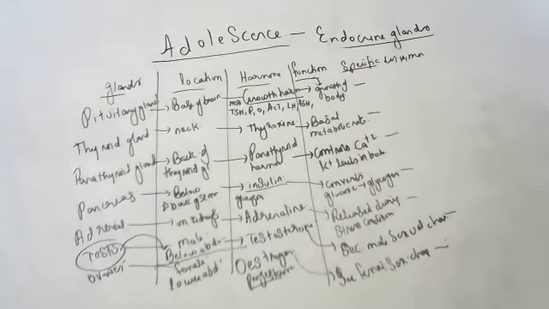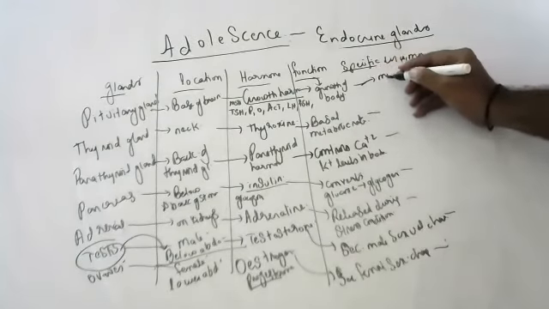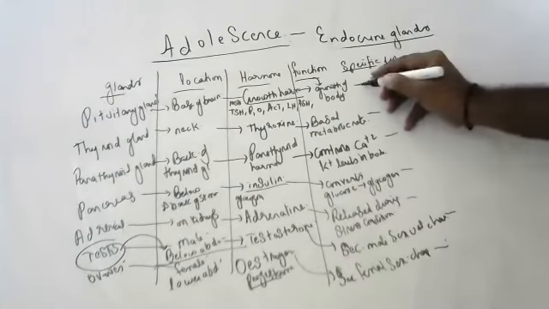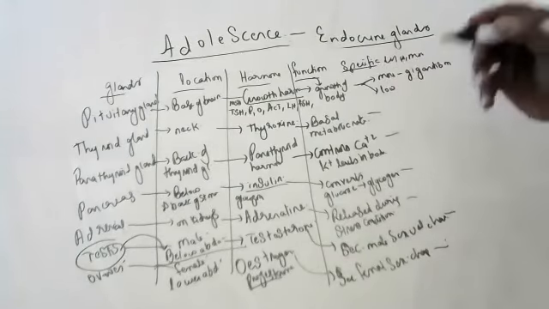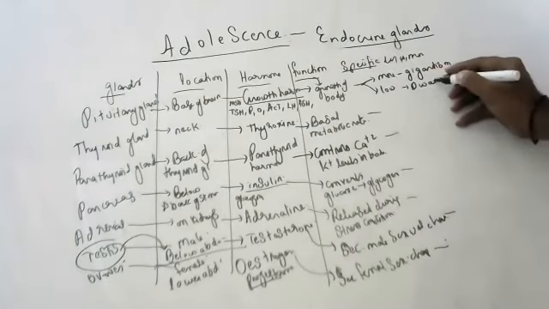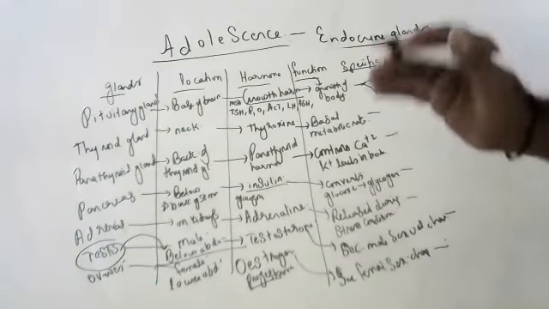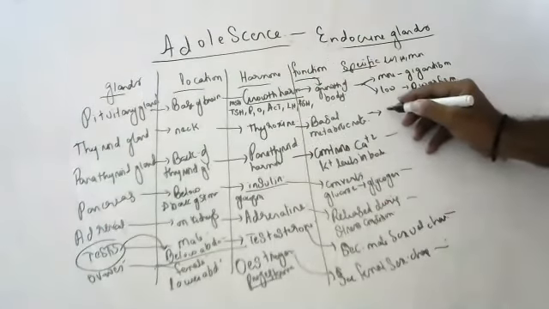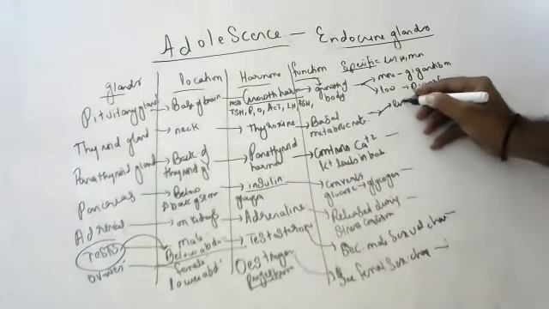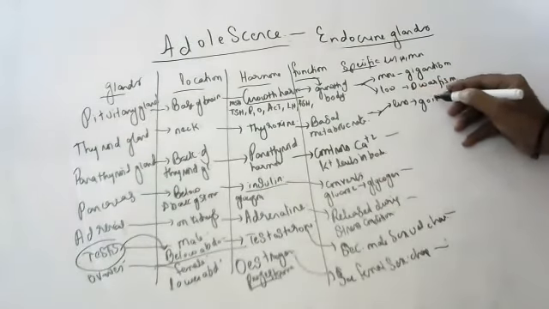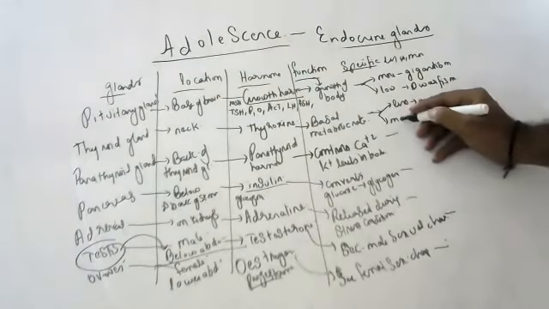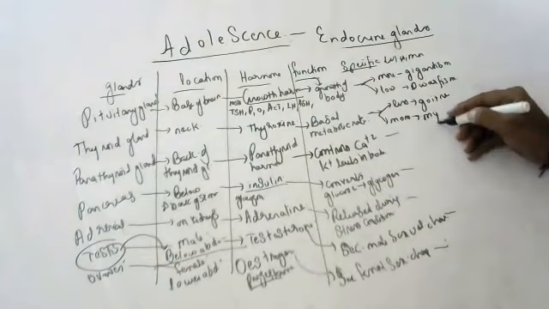Now, what happens if they are not present in proper quantity in our body? Suppose someone has more growth hormone, then that person will suffer from a disease called gigantism. He will grow very, very tall. If it is secreted very low, the person suffers from dwarfism, means he will become very, very short. Regarding thyroxine, if it is less, then the person suffers from goiter, swelling of the neck. If it is more, a person suffers from myxedema.